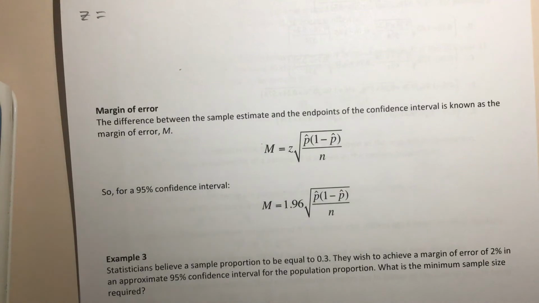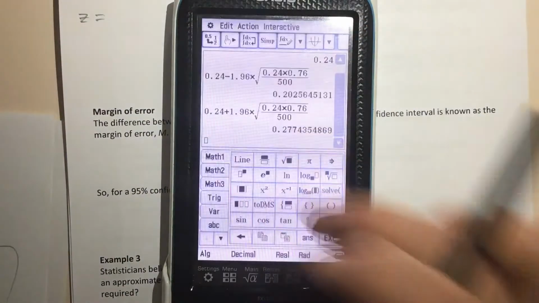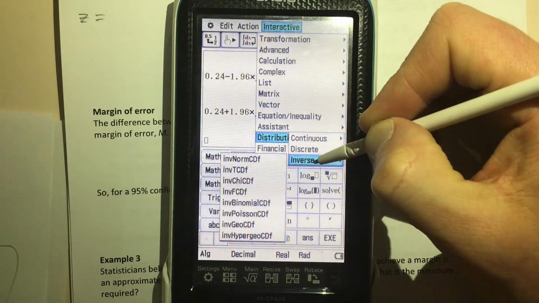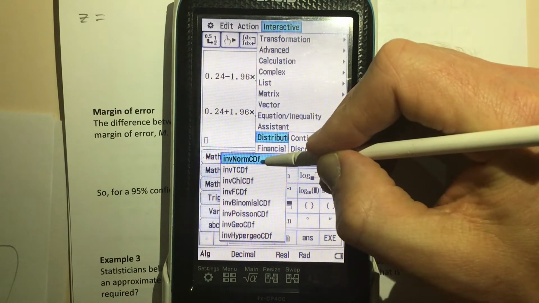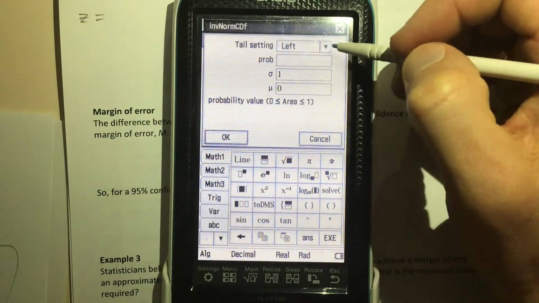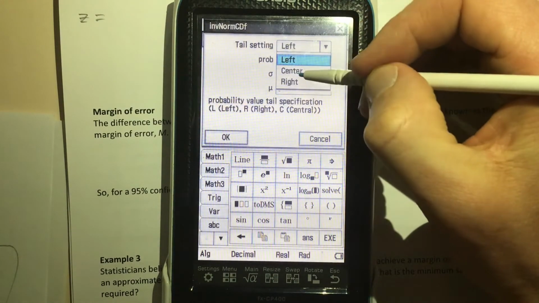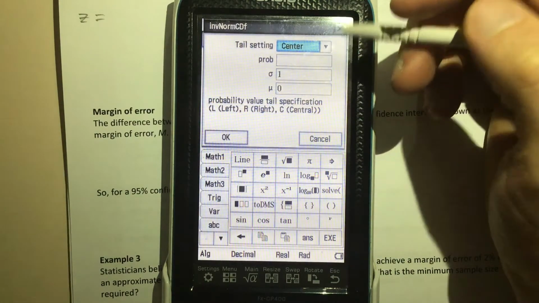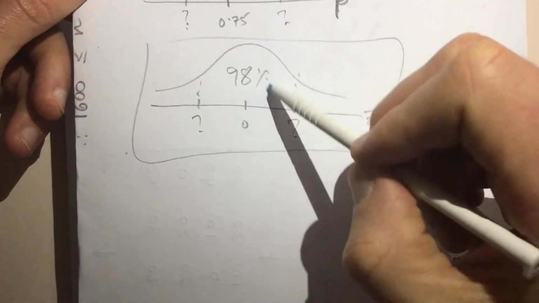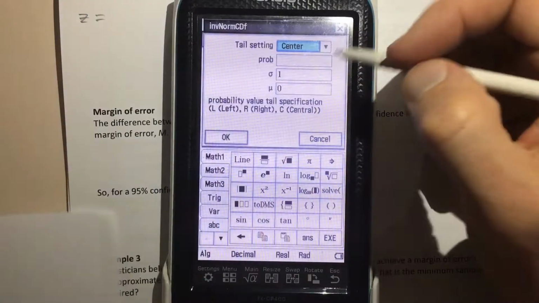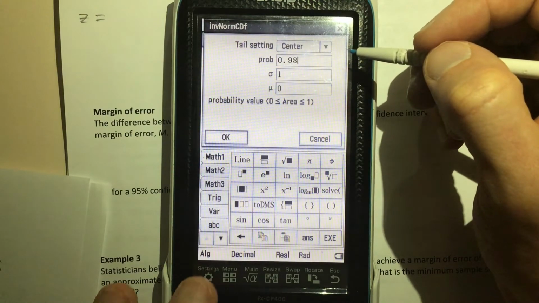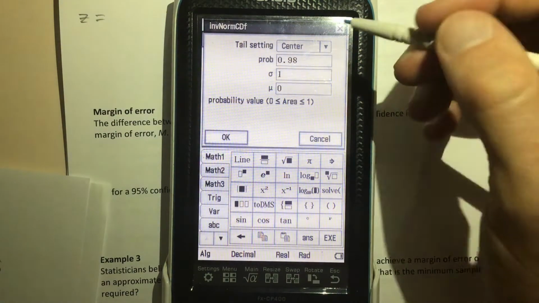The easiest way to do it is using inverse norm CDF on the CAS. And so we go like this. We go Interactive, Distribution, Inverse, and then inverse norm CDF. Again, there's a couple of ways to do this part, but I'm going to choose the tail setting as center, because when you look back at that pretty rough sketch that I did, we're looking at the middle, right? This symmetric part in the middle being 98%. So I'm going to put the tail setting as center. The probability is 0.98, 98% of the proportion in the middle.